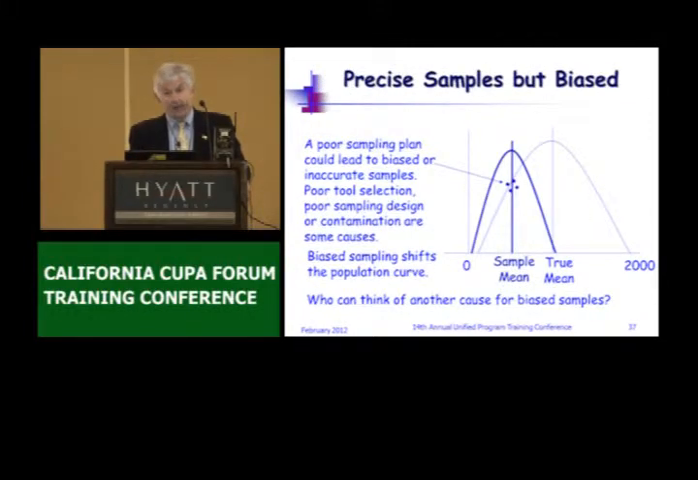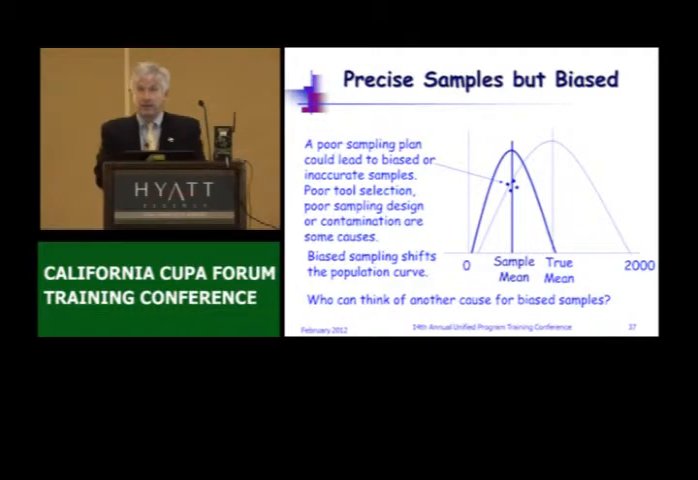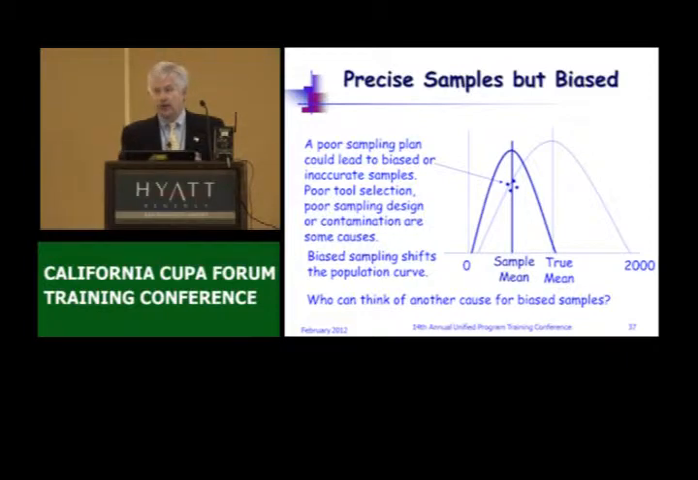Now, precise and biased. You've got a good tight group, right? You're really taking very precise samples, but somehow you introduce some bias into this, and they're not entirely inside the true population. And so what it does is give you a bad estimate of what the population looks like by shifting the normal distribution curve.